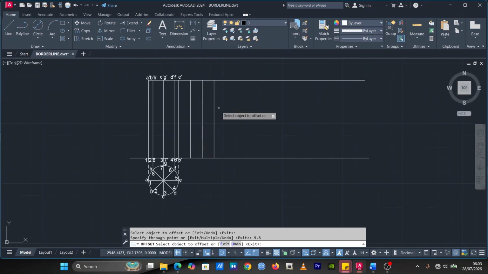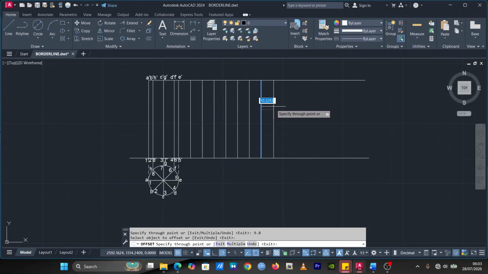9.8 again over here. So we have 1, 2, 3, 4, 5, 6, 7, 8, and then we do another 9.8 again.